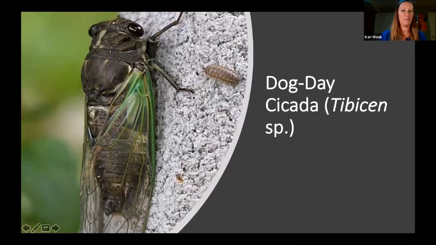All right. Well, I have to say that is pretty good. This is a cicada that emerges in the dog days of summer in July. The annual cicada, and it is a small one.